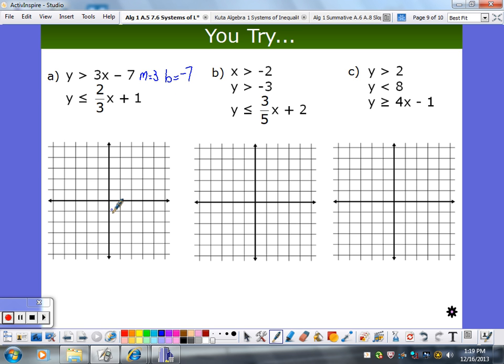I am going to count by 2s because these graphs are a little small, just so I can fit this stuff in here. So this one, B is negative 7. That's like here. I'm going to go up 3, right 1. That's 3. Right 1. 3. That's hard to do with weird scales. But I can kind of see what's happening here. So it's a dashed line, and why is it a dashed line?